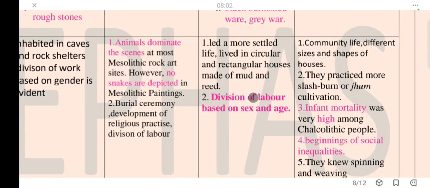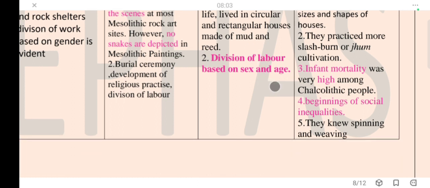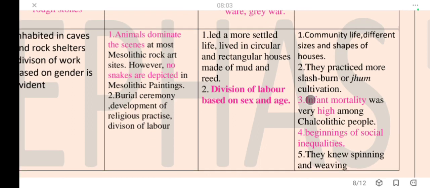And let's talk about the Neolithic people, their social aspects. They led a more settled life. Now it is increasing. They lived in circular and rectangular houses. You can see how they were molding themselves. From the raw Paleolithic person to the Neolithic person, you can easily see the transition and how they developed. Rectangular houses made of mud and reed, and division of labor based on sex and age can also be seen.